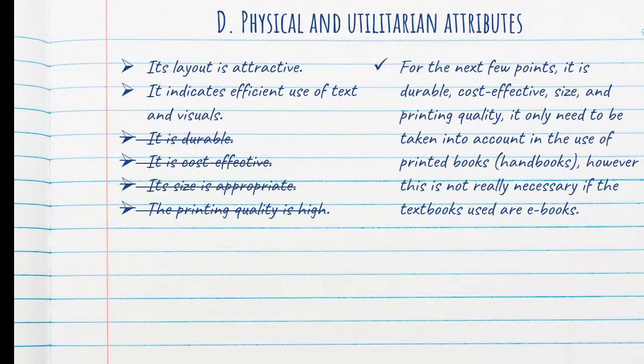And next is point D, physical and utilitarian attributes. Here, there is its layout is attractive, and then it indicates efficient use of text and visuals. It is durable, it is cost effective, its size is appropriate, and the printing quality is high. And in this point, we decide to delete 4 points, which are durable, cost effective, size is appropriate, and the printing quality is high.